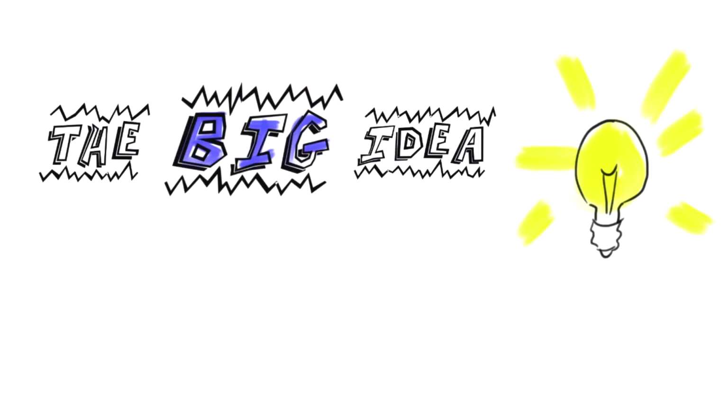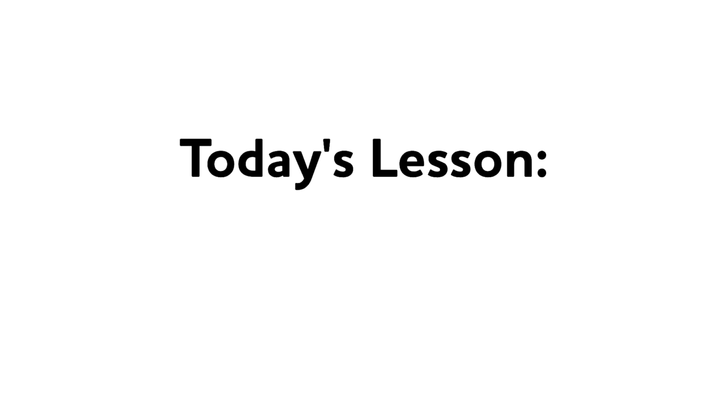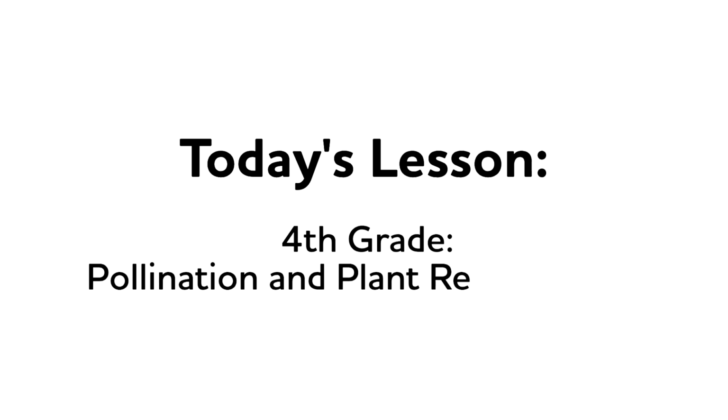Okay, the big idea you'll be communicating to your students through this lesson is the structures of fruits and flowers help them reproduce. This lesson involves hands-on flower and fruit dissections. The goal is for students to observe and learn about two things: the process of pollination and the plant parts that enable plant reproduction. That's why this lesson is called, you guessed it, Pollination and Plant Reproduction. And this lesson is for fourth graders.